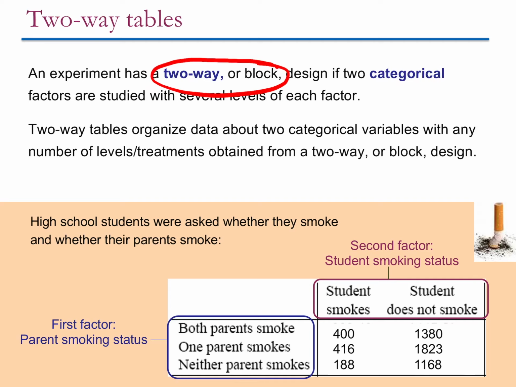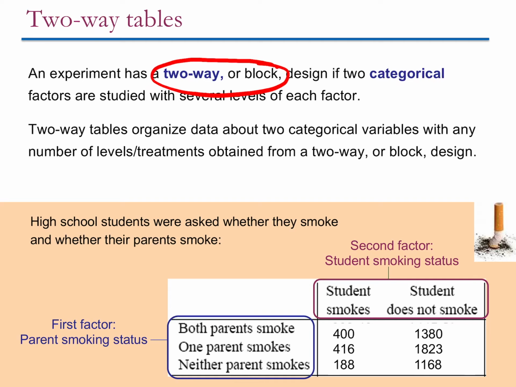As an example, let's say we want to know if there's a relationship between the smoking status of a student's parents and that student's smoking status. In other words, do you see any evidence that students who are raised in two-parent smoking households are more likely themselves to smoke or not? That's the main idea here.